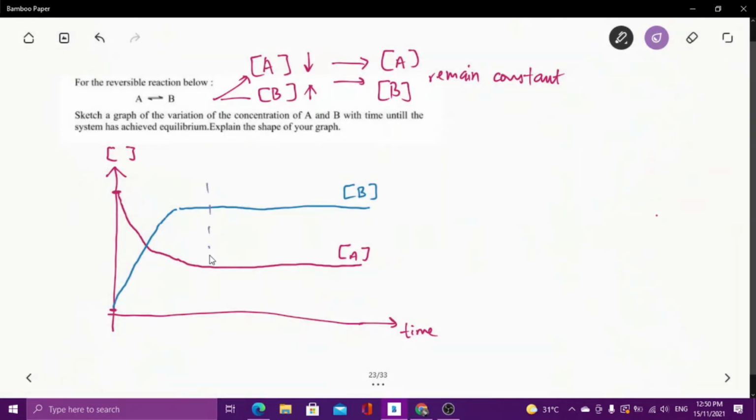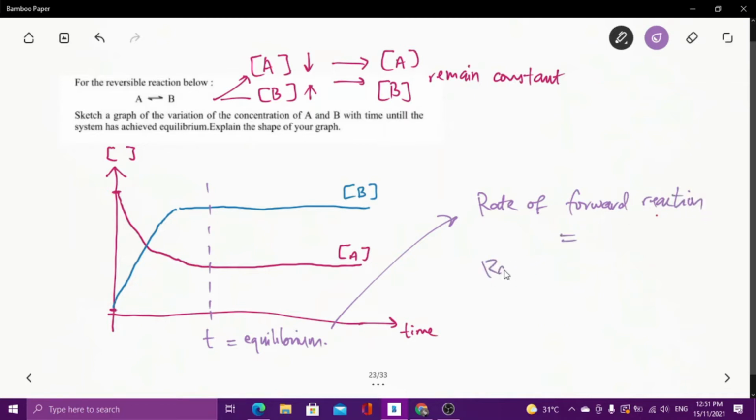Okay, so the point where both of the concentration ini menjadi constant, menjadi apa tu, dia tidak ada perubahan, the constant. So this point here, T here. So this point here is where the reaction has reached equilibrium. Okay, so sebab apa? Sebab pada ketika ini rate of forward reaction is equal to the rate of reverse reaction.